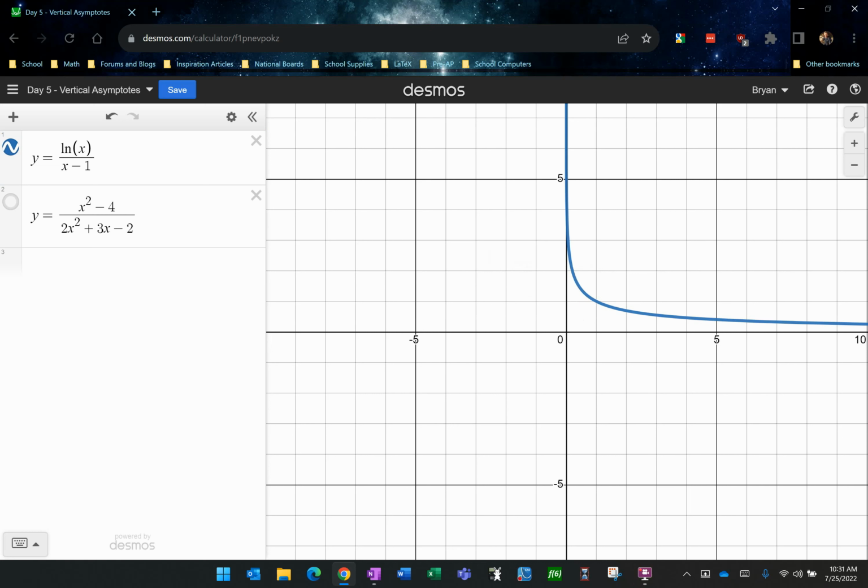Now, the question you might have is, why is there a hole there? Like, you can't simplify natural log of x over x minus 1. Well, it actually turns out you can. There is a factor that you can reduce. And now you're probably looking at this with crazy eyes thinking, how does natural log of x have an x minus 1 that you can reduce?